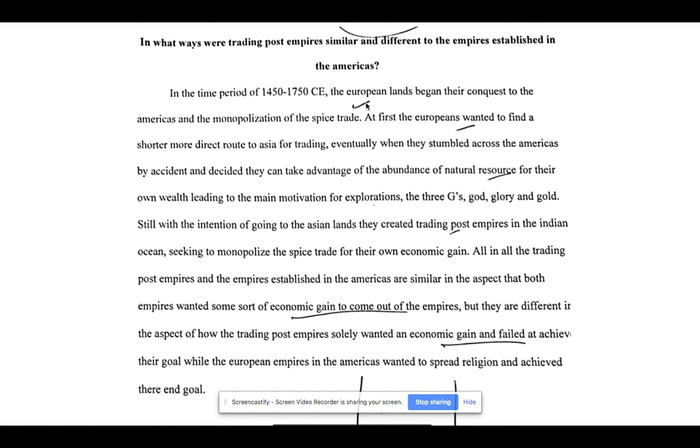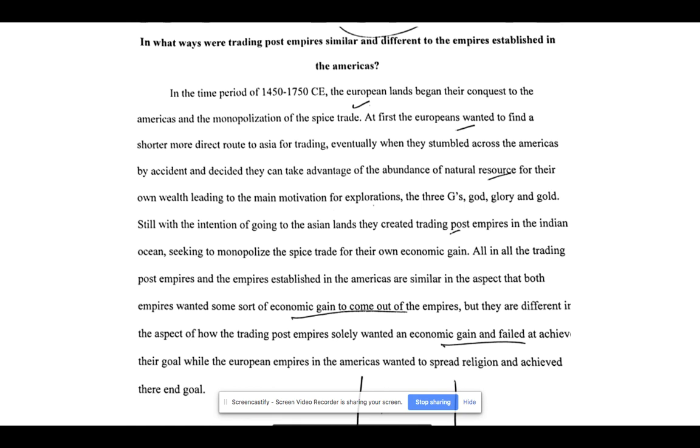What this student did very well was, I could see with these check marks right here, that they're providing me the context, the whole big picture. They mentioned the 3Gs in terms of explorations for the Americas. They've also mentioned the monopolization of the spice trade and the importance of this in the East India Trade Company. So they did get the context points.